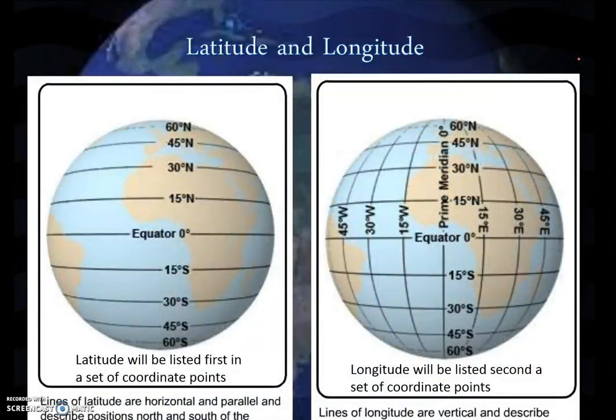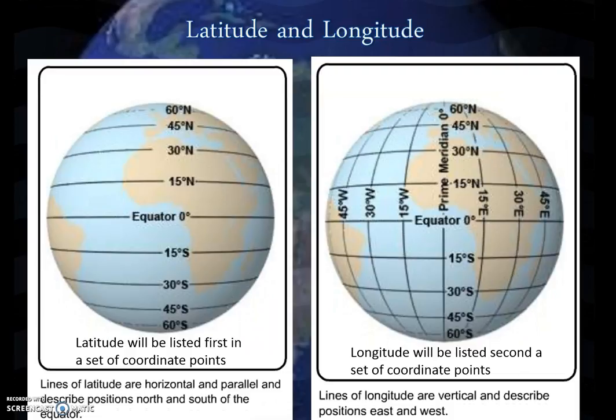Just one more review. The lines of latitude are horizontal and parallel, and they describe north and south of the equator, whereas longitude lines are vertical and describe the positions east and west of a prime meridian.